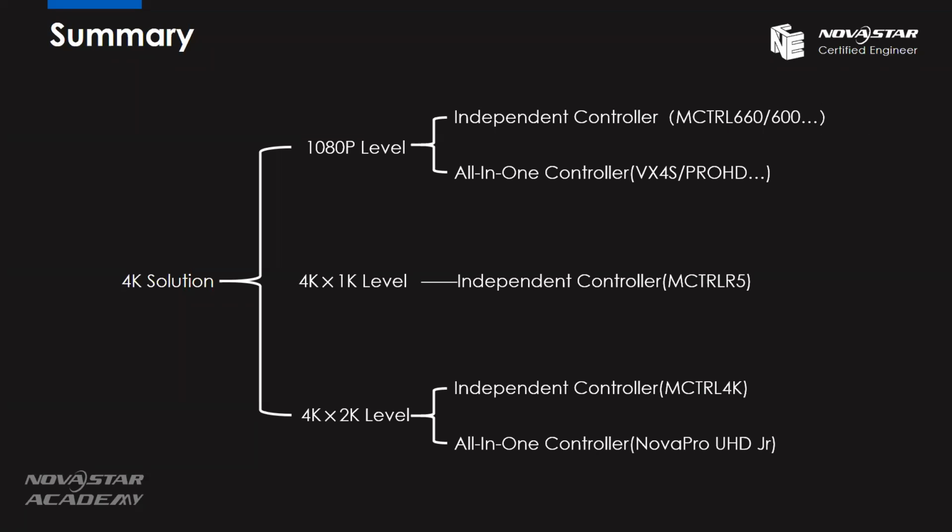And last, regarding the 4K 2K level, we also have 2 options: the M-Control 4K and the all-in-one Nova Pro UHD Junior. With the M-Control 4K, if the customer just wants 1 picture or 1 content on the screen, that's enough. If the customer wants more layers or wants to show different content on the screens, we may need video processors to do the source switch or to open layers on the screen. And if we use the Nova Pro UHD Junior, we can also do this job, and with 1 device, it can support opening 3 layers and 1 background on the screen.